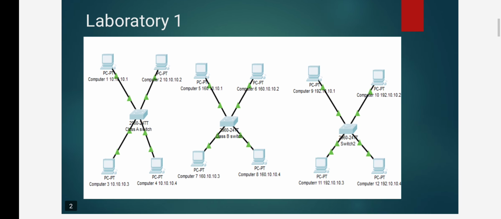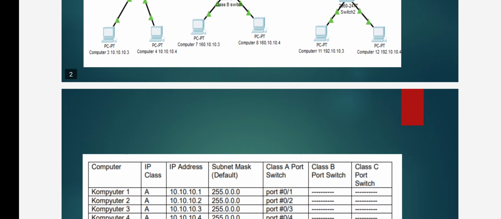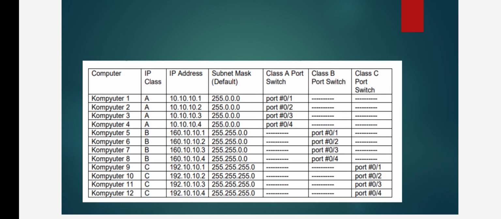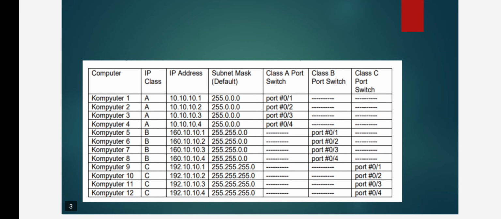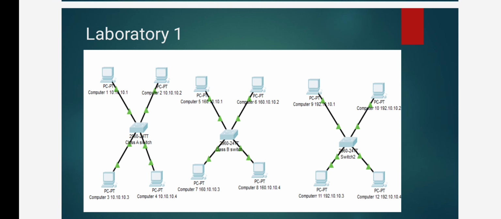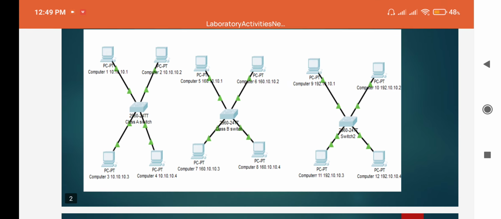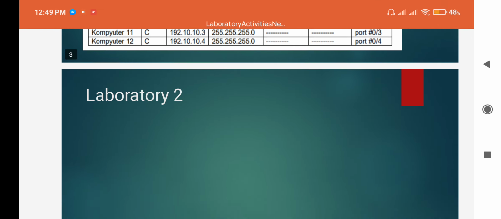Laboratory 1. This is my design. This is my solution. In the class A switch, we have only class A IP addresses, and in the class B switch we only have class B IP addresses. And in class C, we have class C IP addresses, and these are the IP addresses that are given in the figure.